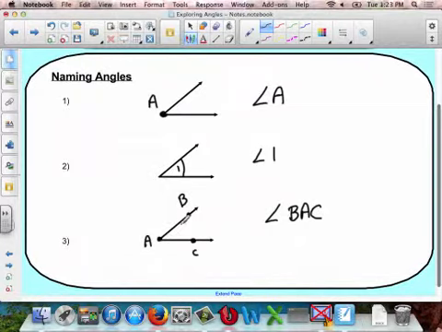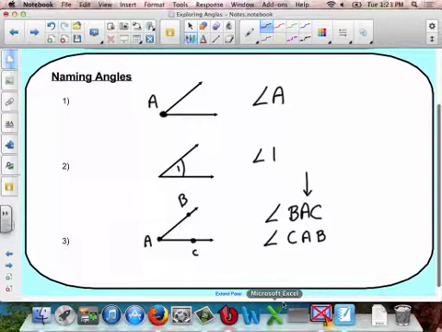In fact, we could also go the other way. There's the same angle. Call it angle CAB. Well, what do you notice about that three-letter system? What's important about that? Yeah, the vertex is always in the middle. Very, very important.